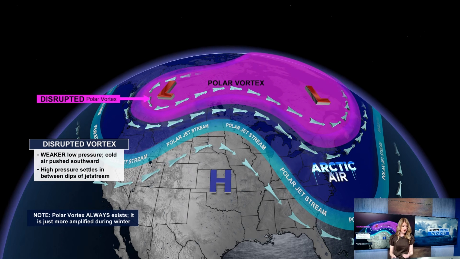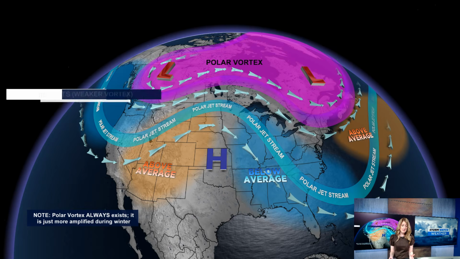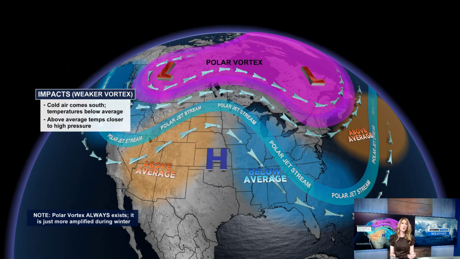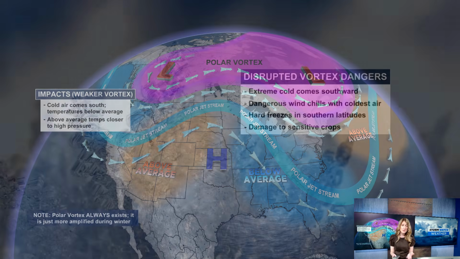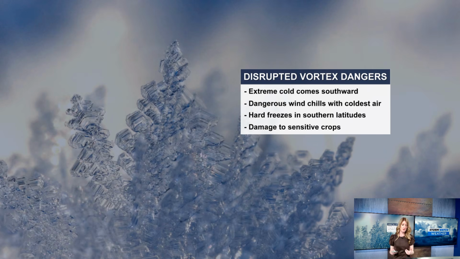And so high pressure settles in between these dips in the jet stream. And what that means is you're going to have some pockets of really cold air. Then also you have a ridge where it tends to be warmer. So again, the polar vortex is always going to be there. It's just a matter of how stable it is and can it move further south.